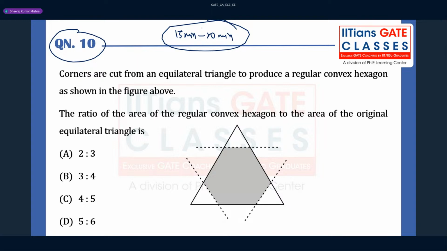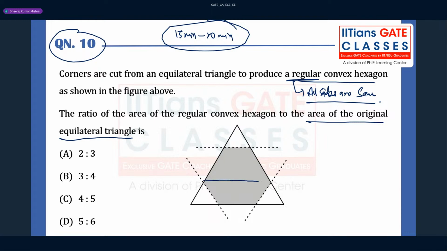So you see what they have given in this question. Corners are cut from the equilateral triangle to produce a regular convex hexagon, right? Regular means all sides are the same. The ratio of the area of the regular convex hexagon to the area of the original equilateral triangle is what, right? Since you are cutting these corners, this is going to form a hexagon, right? In the hexagon, you can join these vertices here. Simply you can join.